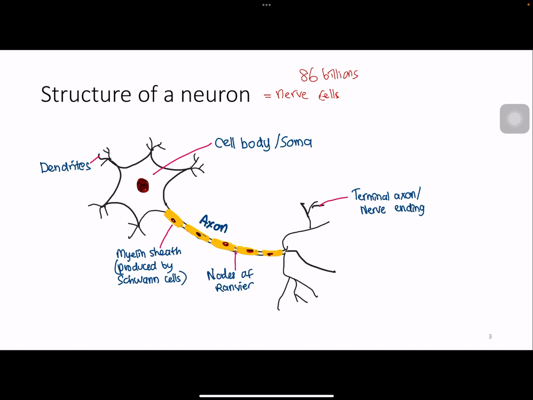Now, a neuron is made up of three important parts. First is the cell body or the soma, where the nucleus is placed. At the cell body, the neuron has small projections around it, which are known as the dendrites. One of the projections is longer compared to others, and this is known as the axon. And this axon will then branch off to form all these smaller parts, which is known as the terminal axon or the nerve ending.